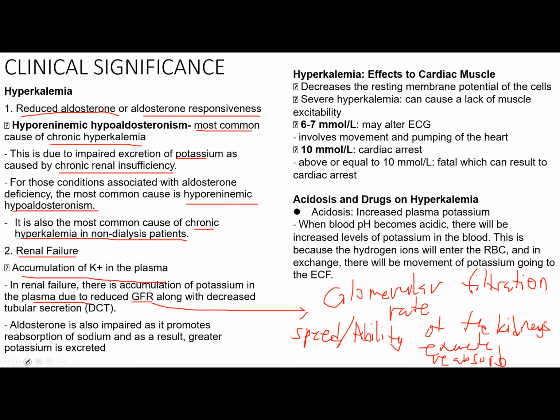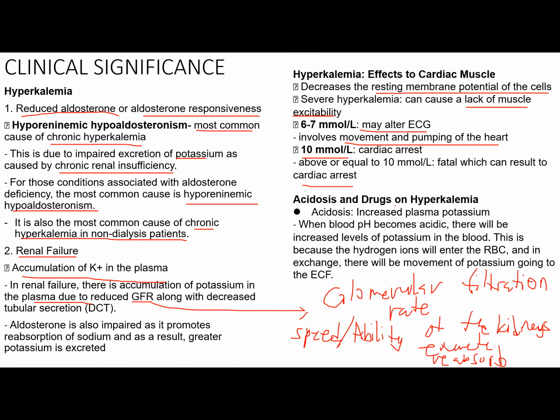Now, hyperkalemia affects the cardiac muscle. It decreases the resting membrane potential of the cell. Severe hyperkalemia can cause a lack of muscle excitability. 6 to 7 millimole per liter of potassium, class, may alter your electrocardiogram, which involves the pumping of the heart. Now, if you have a potassium level of 10 millimole per liter, you could have cardiac arrest. Above or equal to 10 millimole per liter is fatal, resulting in cardiac arrest.